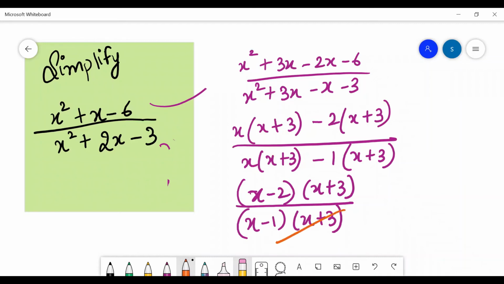So you have x plus 3 and x plus 3 here, so you can just cancel them. So the answer is x minus 2 divided by x minus 1. This is how you simplify this algebraic fraction.